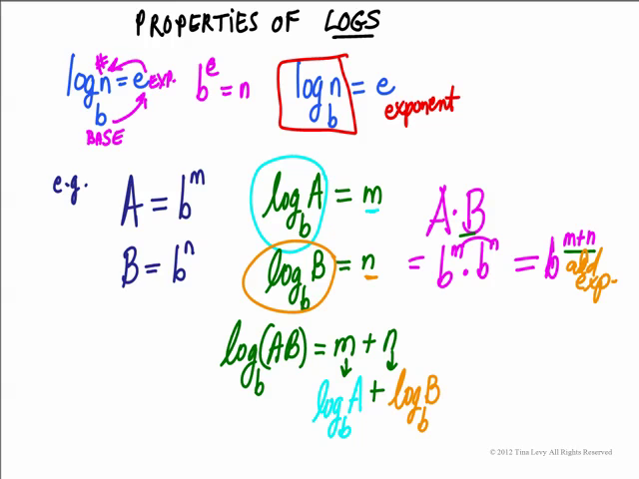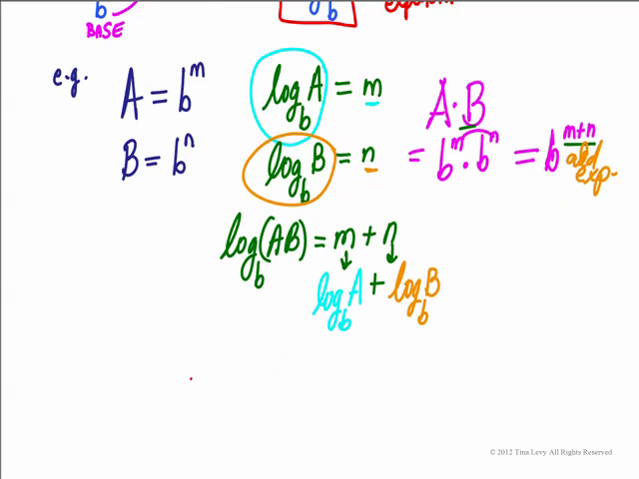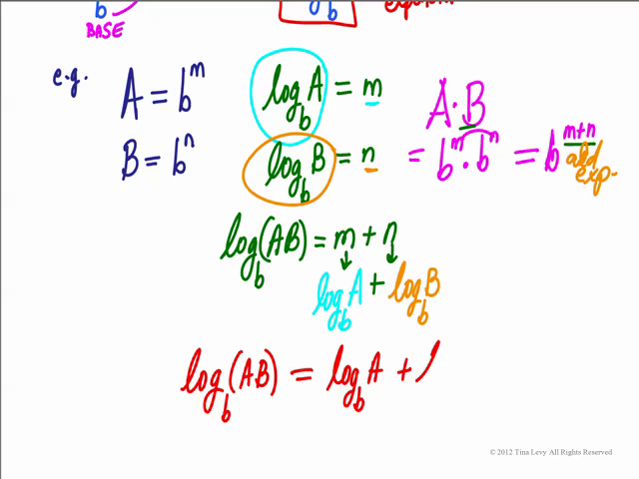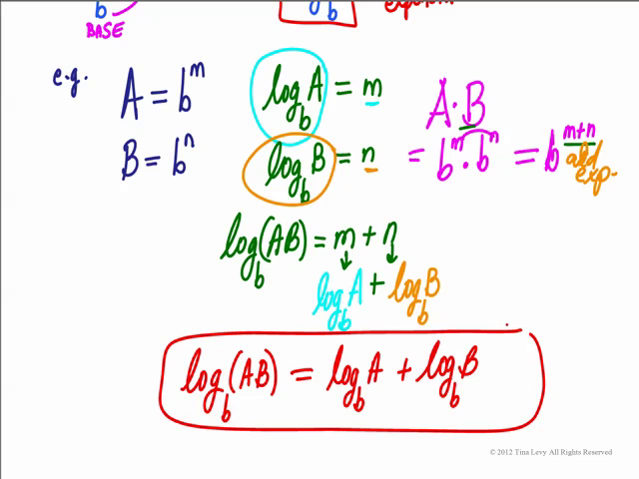This rule and property is very important, so we summarize it like this. The exponent or log of a product is the sum of the exponents. So the exponent of a product is you add the exponents, so the log of the product is log of one, the exponent of one, plus log of B, the exponent of the other. And this is one of the first properties of logarithms.